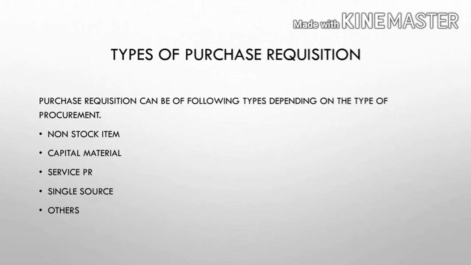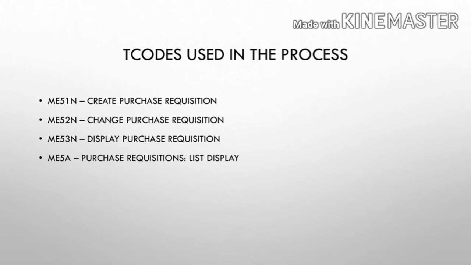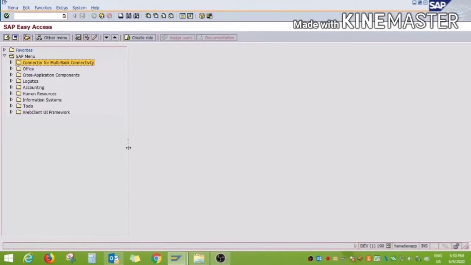Now, T codes used in this process. The T codes used are: ME51N is to create purchase requisition, ME52N is to change purchase requisition, ME53N is to display purchase requisition, and ME5A is purchase requisition list display, that is, a list of purchase requisitions. Now as we saw, to create a purchase requisition, the T code used is ME51N. So now let us begin.